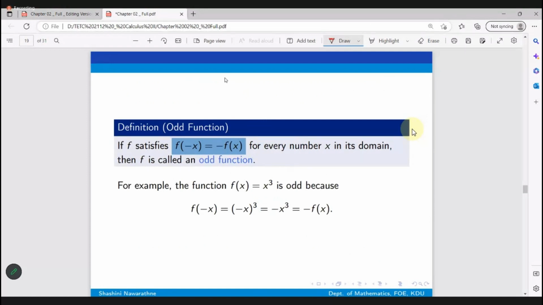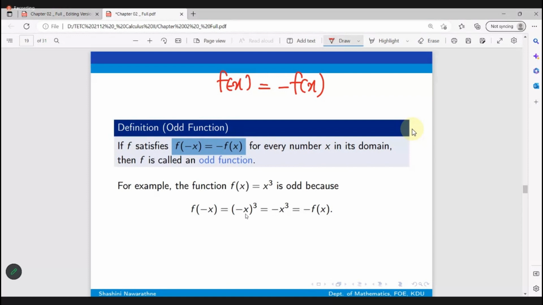The next type is odd function. Odd function is, if we consider some function f of x, if we replace all the x of that function by minus x, and we can obtain it as minus f of x. If we consider f of minus x and it is equals to minus f of x, then we can say that function is an odd function. As an example, f of x is equals to x to the power 3. If we consider f of minus x, that means we have to replace all the x by minus x. So minus x to the power 3.